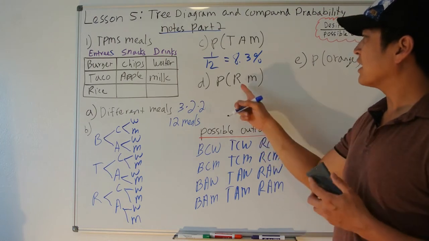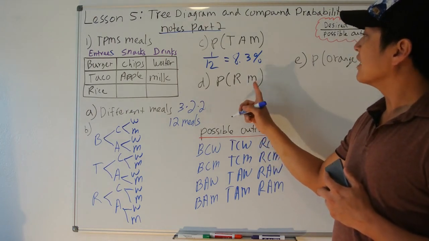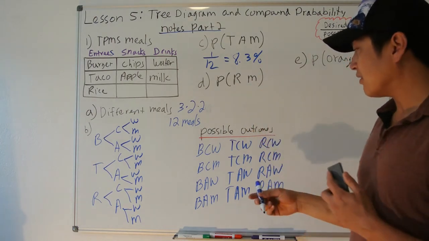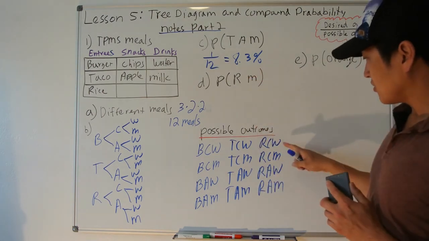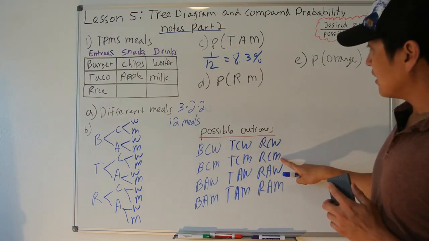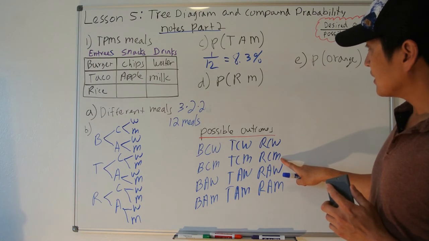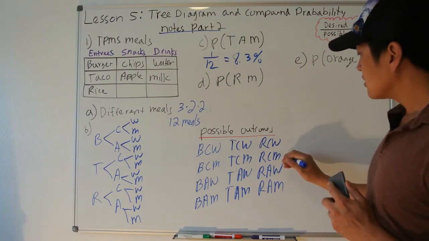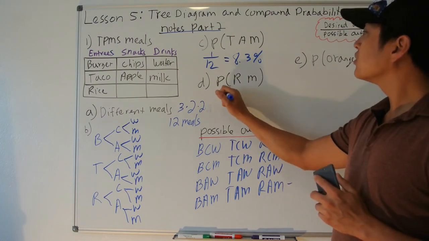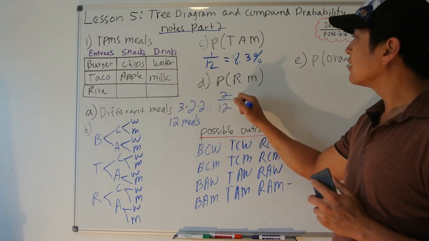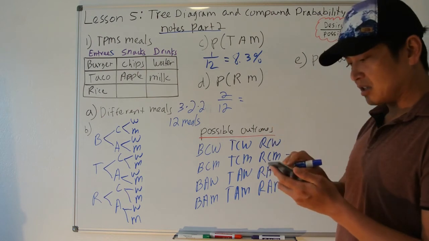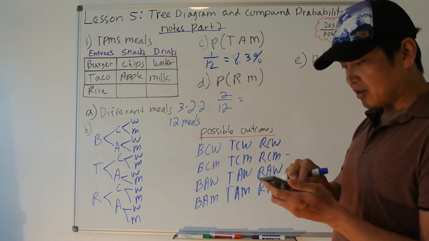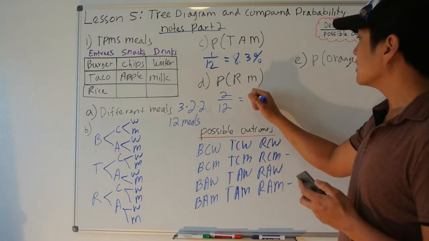So what's the chance of getting just rice and milk? You can go back and count. We just want rice and milk, so rice and milk right there. So there's 2 of them right here. So it's 2 out of 12. That should be 2 divided by 12, which should give you 16.7%.